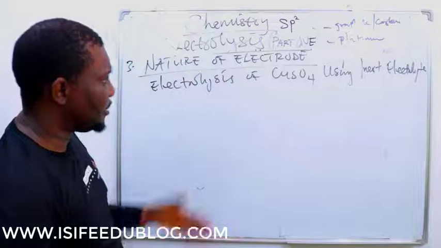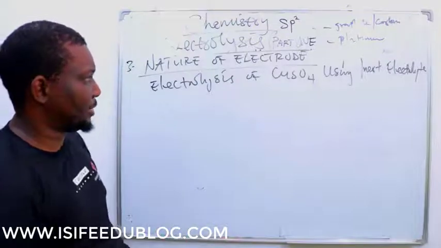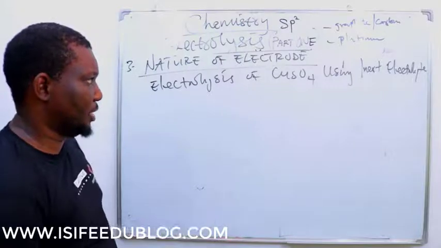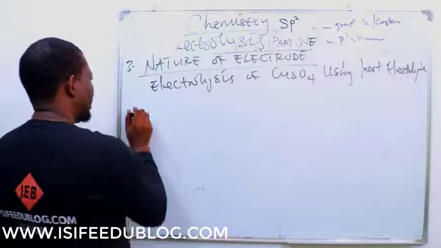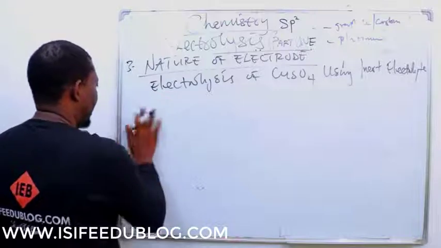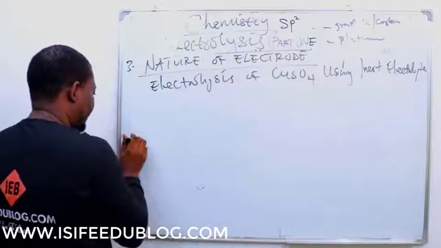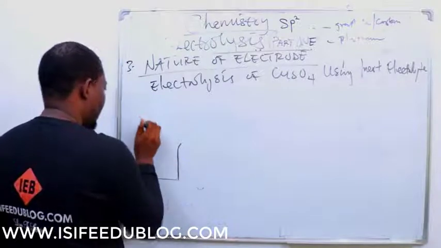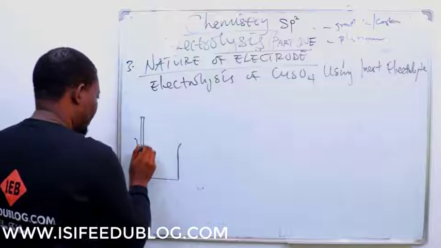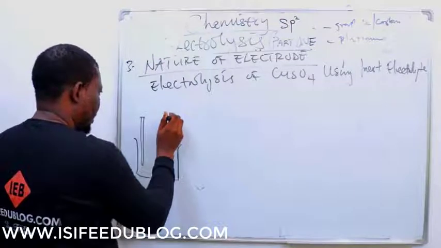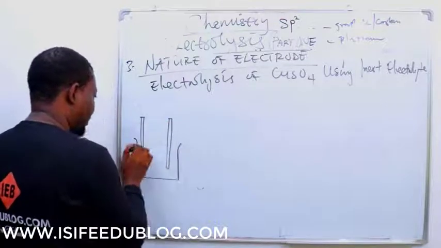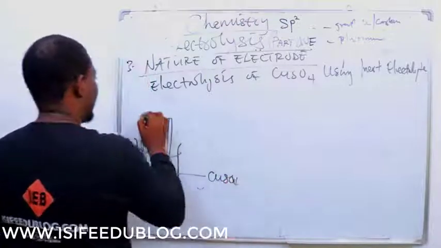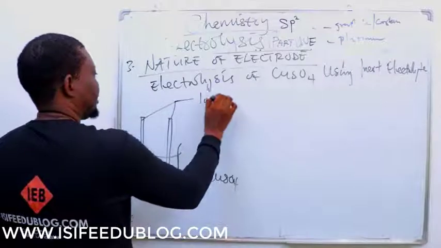Now, in the electrolysis of copper(II) tetraoxosulfate(VI) using inert electrodes, I'm going to use a graphite electrode in that electrolysis. Let's see what's going to happen there. So we'll have our electrolytic cell, and then we have the two electrodes. These are inert electrodes, graphite or carbon. Here is the electrolyte, copper(II) tetraoxosulfate(VI). These two electrodes are inert.